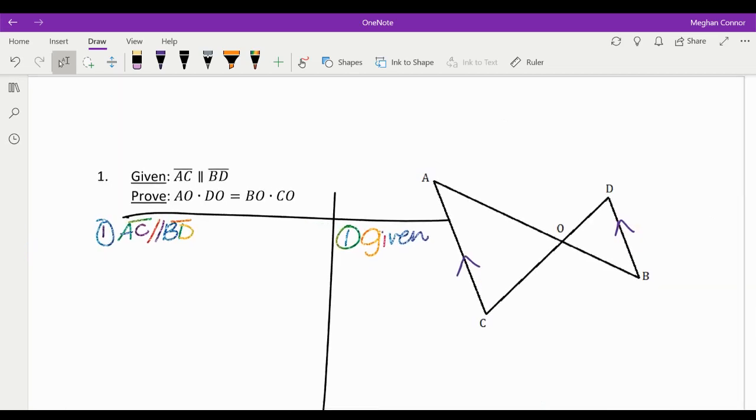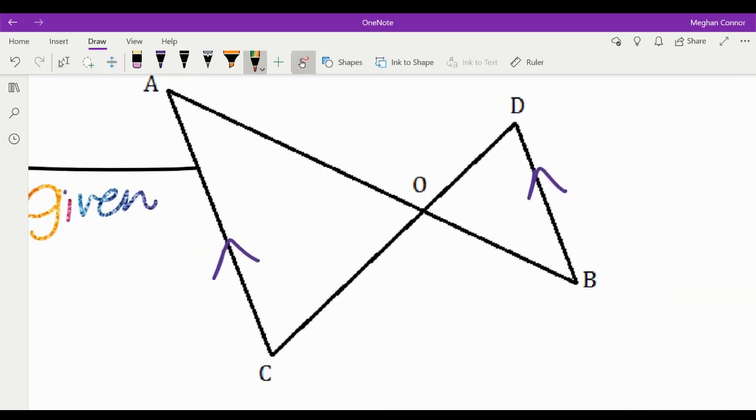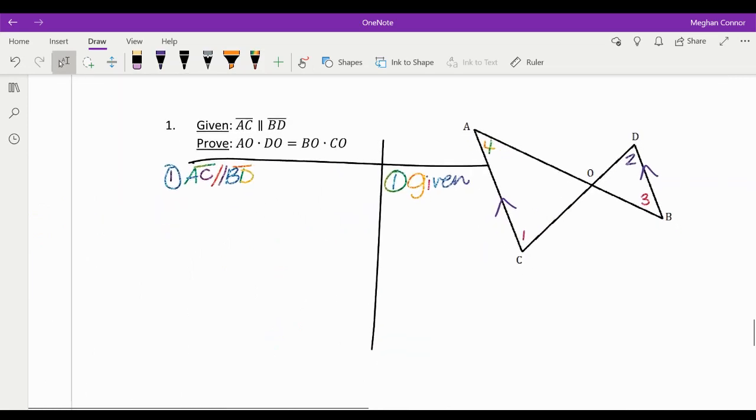I could do vertical angles here, but I'm feeling a little bit, I'm not going to say lazy, I'm going to say resourceful. I know that I'll only have to do one statement if I want to use alternate interior angles to prove that two sets of angles are equal, and I won't even have to say anything about vertical angles. So we're going to label that 1 and 2 and 3 and 4. I can say that angles 1 and 2 and 3 and 4 are equal to each other.